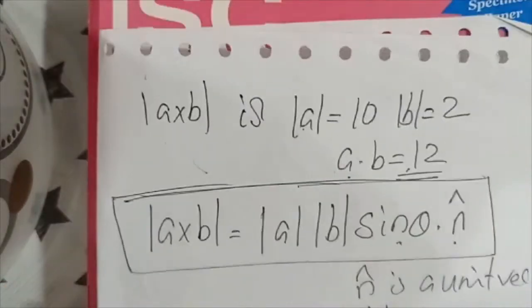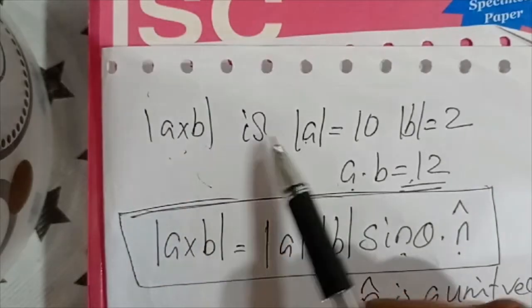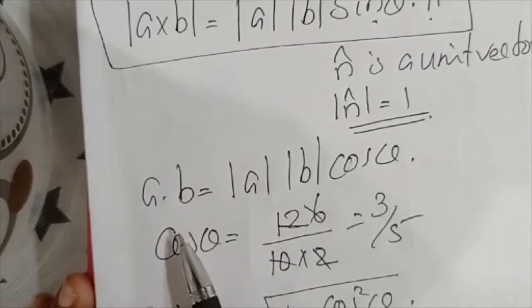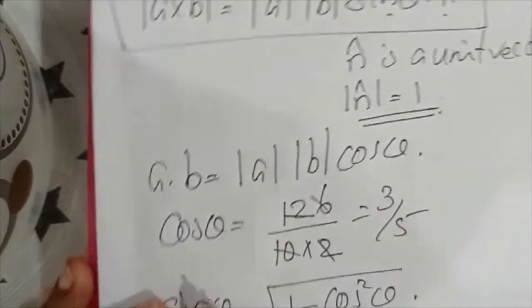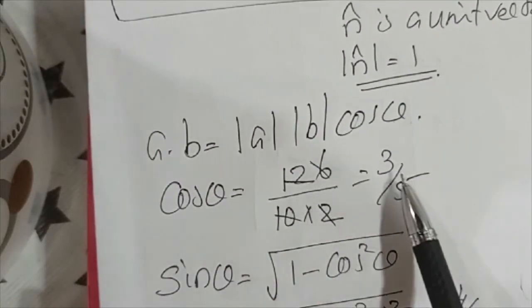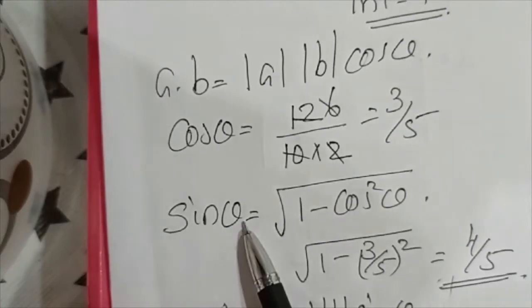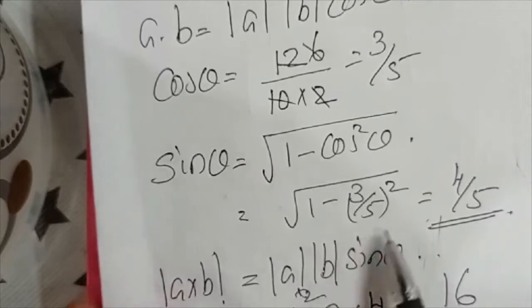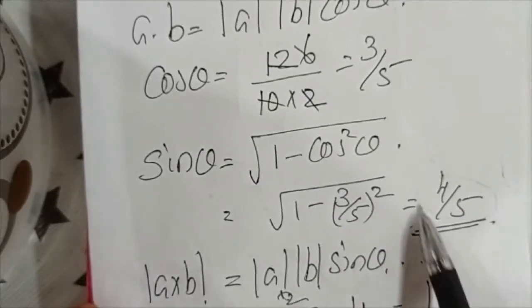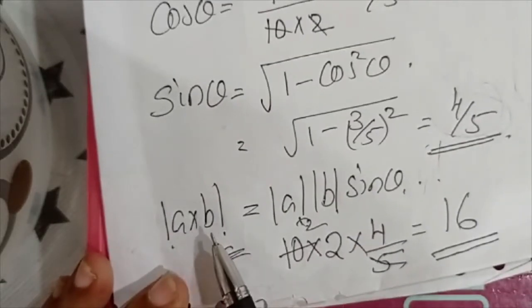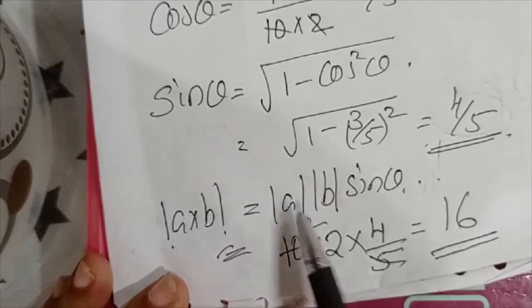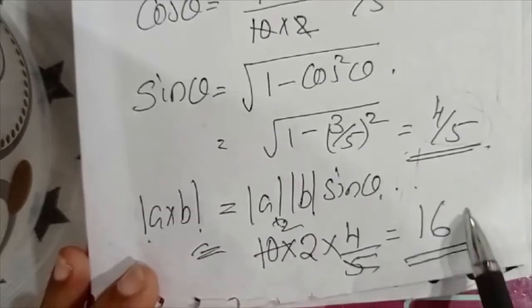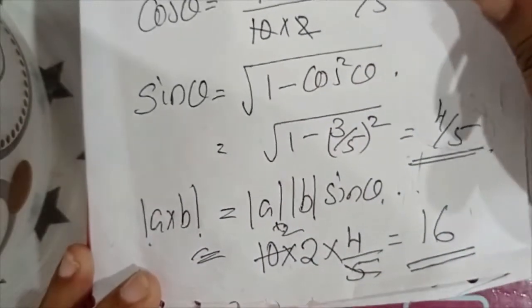Once again I will explain. The question is mod A cross B. If mod A, mod B, A dot B are given, then A dot B equals mod A mod B cos theta. From that, cos theta is equal to 3 by 5. If cos theta is given, sin theta is equal to root of 1 minus cos squared theta. From that, sin theta is equal to 4 by 5. Then substituting into mod A cross B equals mod A mod B sin theta, your answer is 16. Okay.